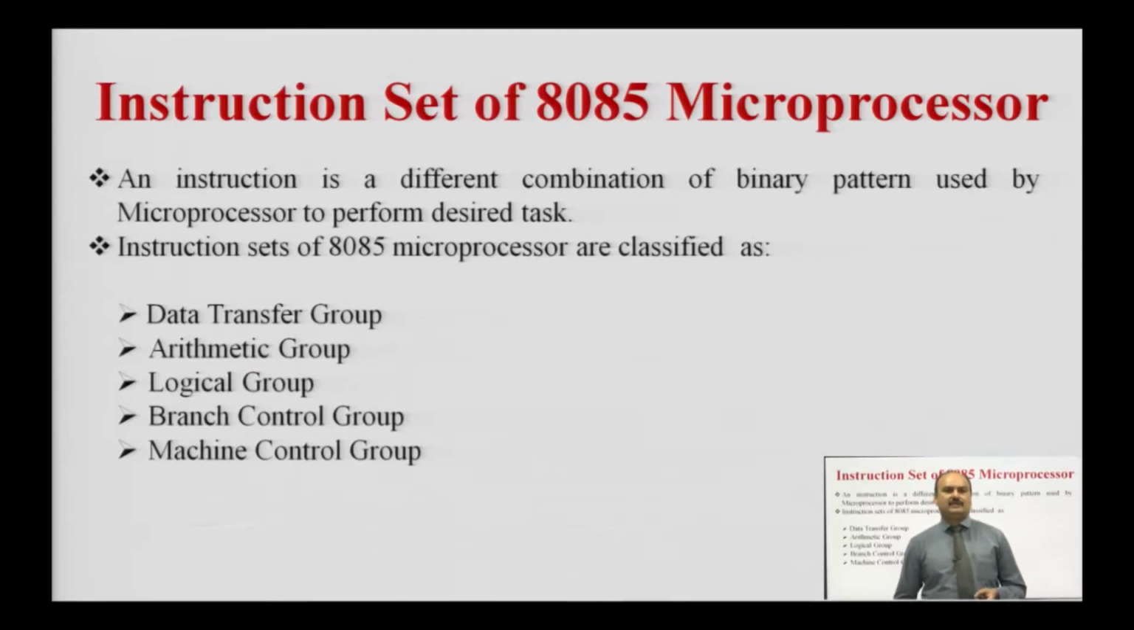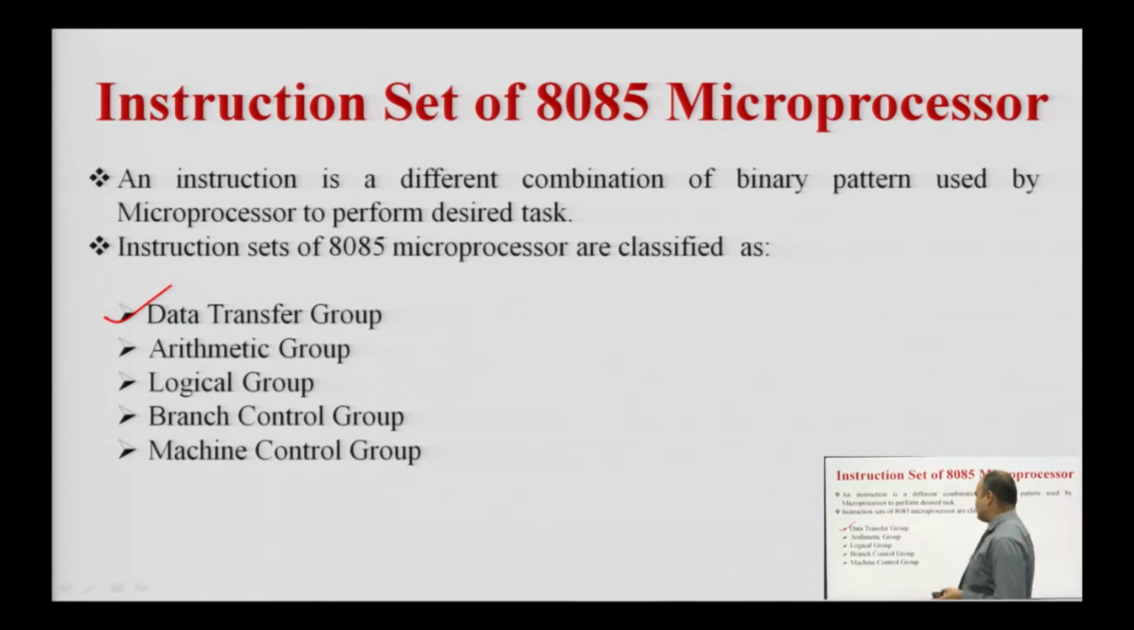The instruction set of the 8085 microprocessor. An instruction is nothing but a combination of binary patterns which is used to perform different tasks. In the 8085 microprocessor, the instructions are mainly classified into the following groups. The first group is the data transfer group of instruction, in which the instruction will perform data transfer operation.